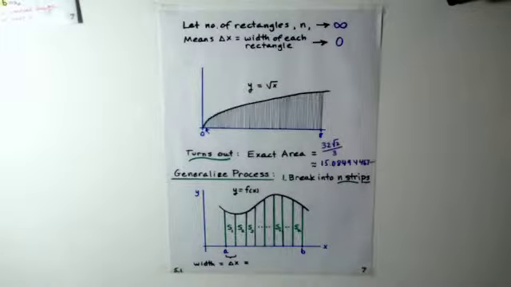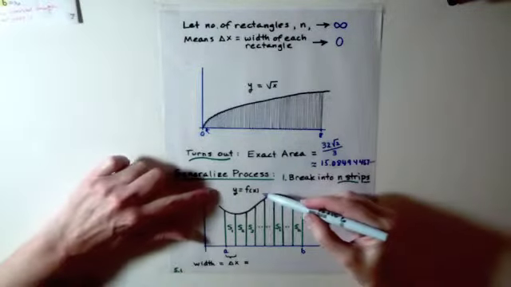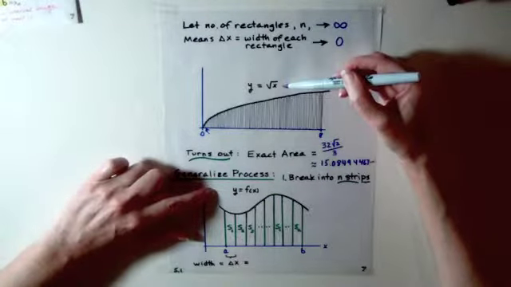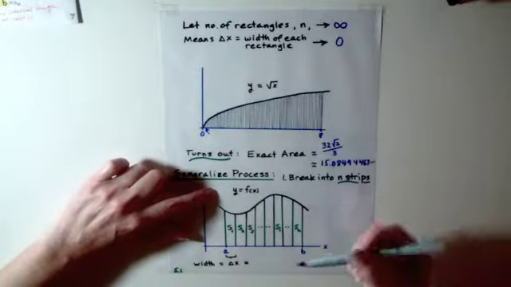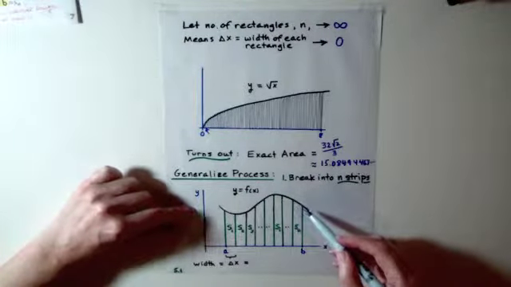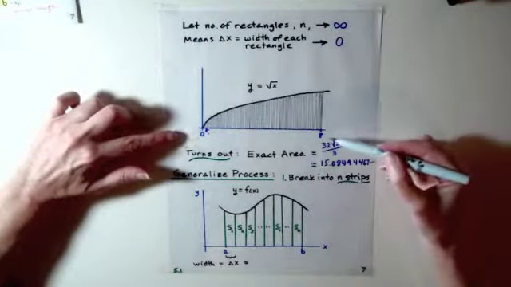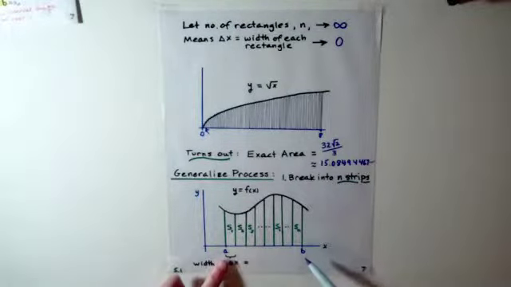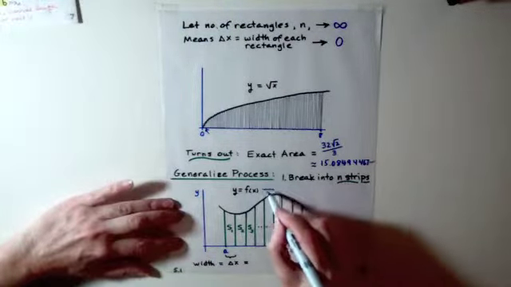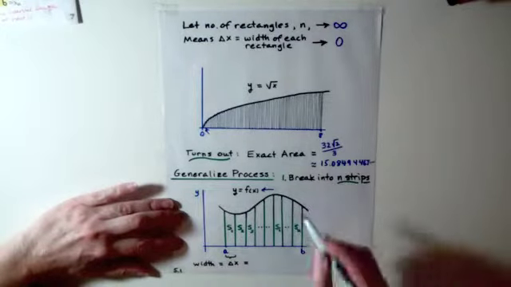Okay, so how do we generalize this process? What we're going to try to do is now look at a general function y = f of x instead of our specific one, f of x equals root x. So we have a more general curve here, and I just drew a nice general curve. And instead of looking at the interval from 0 to 8, we'll be looking at the interval from a to b.